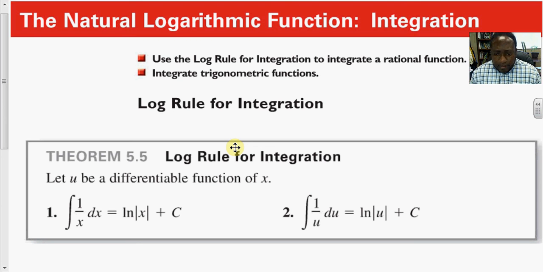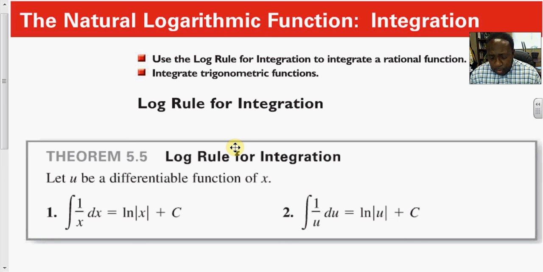The natural logarithmic function, integration. In the previous section we talked about the differentiation process for the logarithmic function. Now we discuss the integration of the natural log. The theorem: let u be a differentiable function of x, and so the integral of 1 over x dx is the natural log of the absolute value of x plus some constant c.